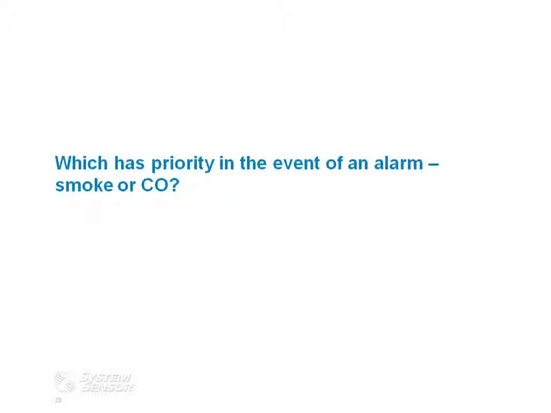A question that comes in from time to time, especially now that a combination detector is out, one that we're getting a lot of questions on, and Doug will talk about a bit later on, is: what if my detector is thinking that there's a smoke event or a CO event going on at the same time? Which of those has priority?